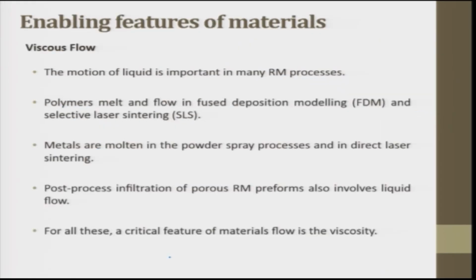Some enabling features of the materials. Number one is viscous flow. The motion of liquid is important in many rapid manufacturing processes, because as we said, the material has to be melted. Sometimes it is in the filament form, sometimes it is in the powder form. So, the material has to be melted and then deposited layer by layer to form a final rapid manufacturing build. So, viscous flow of the material is one of the enabling features. We will discuss the properties of materials separately, the properties of rapid manufactured parts and the materials which they use, that will be discussed separately in this lecture only. This is only enabling features.